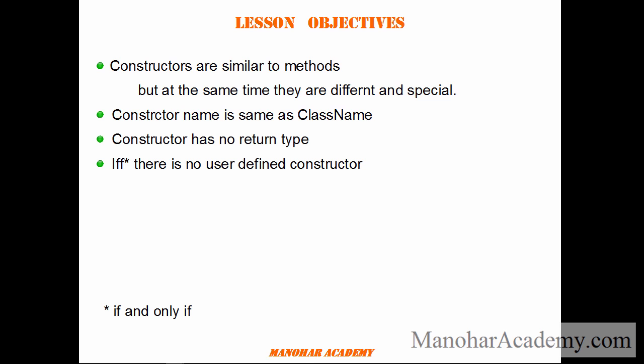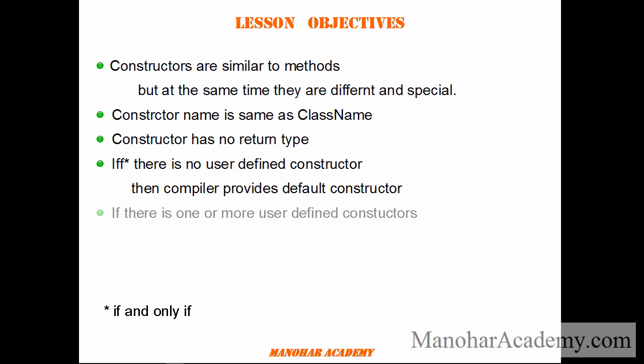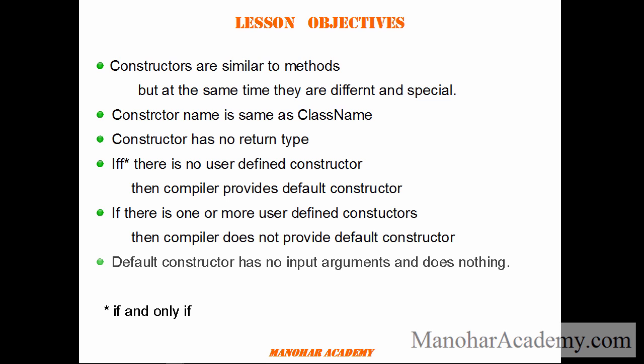If there is no user defined constructor, and only in that particular case, the compiler will provide us a default constructor. But if there are any user defined constructors, one or more, then the compiler doesn't do anything. It doesn't provide you a default constructor. When we say default constructor, we mean the constructor with no input arguments and which does nothing. Also we know that a constructor always has to be invoked using the new keyword in order to create a new object.